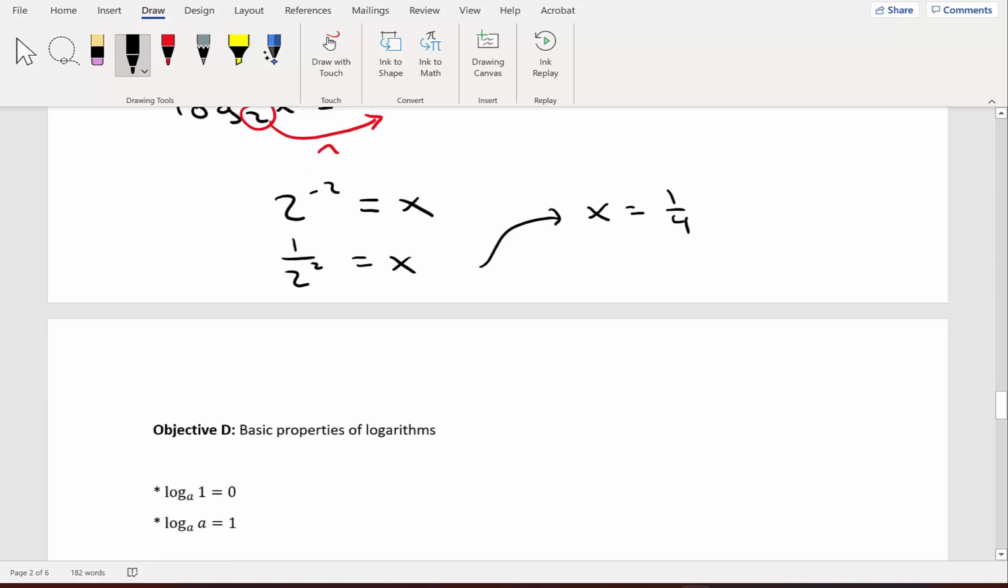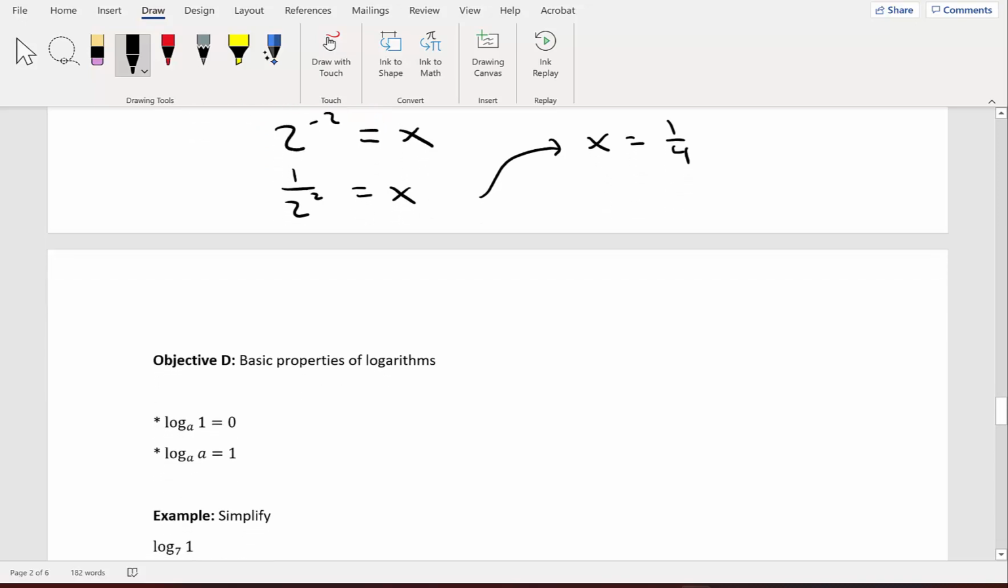Okay, now this takes us to our last objective in this section. This is the basic properties for logarithms. So our first property, log base a of 1 is equal to 0. So no matter what your base is, whenever you have log of 1, this is always equal to 0.